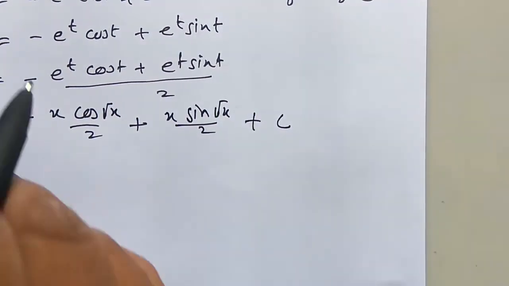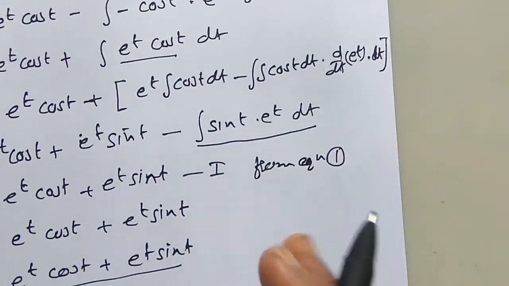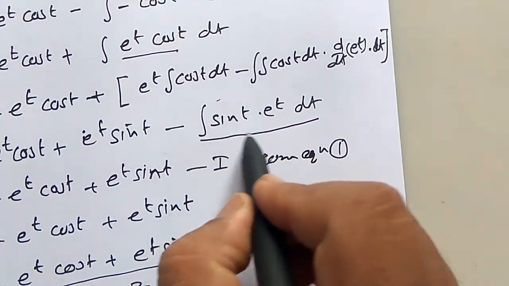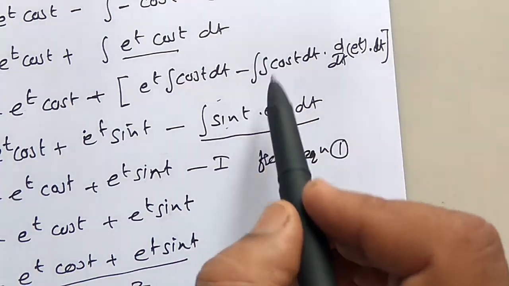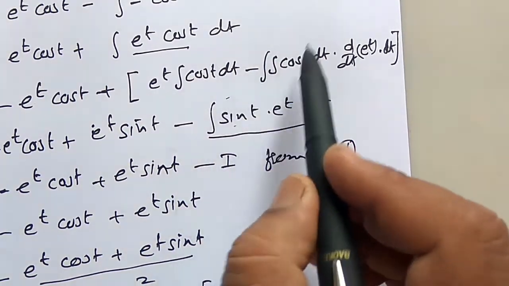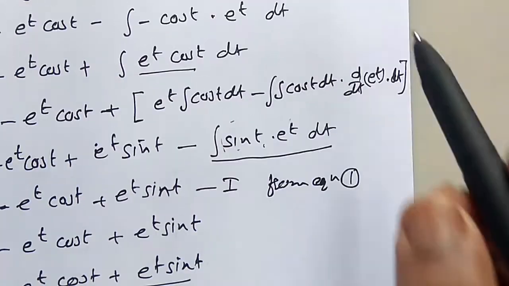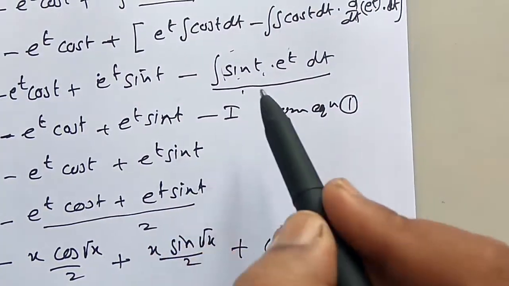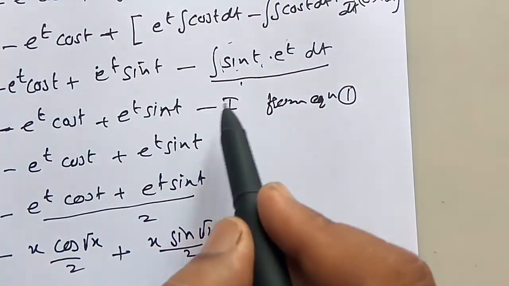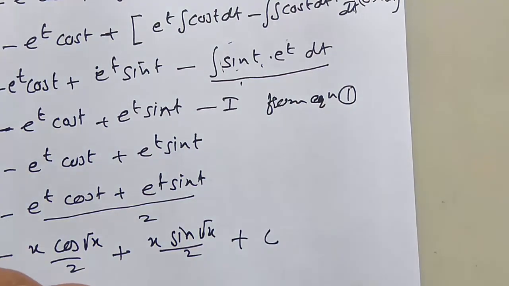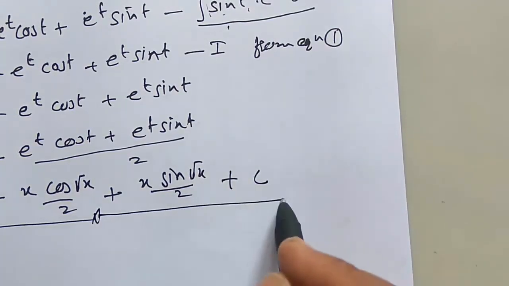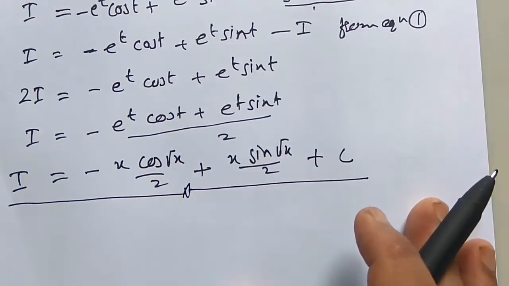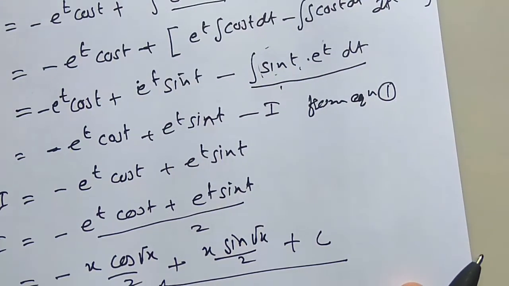So this is the integration. Here it is called termination. Here we have to terminate. If you again integrate, you will get the same terms repeatedly. So in order to terminate this, we have taken I, and taking I to the LHS, it becomes 2I. In this way we can solve such types of examples of integration by parts.